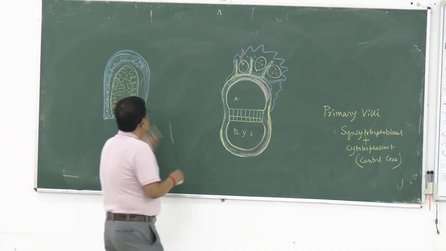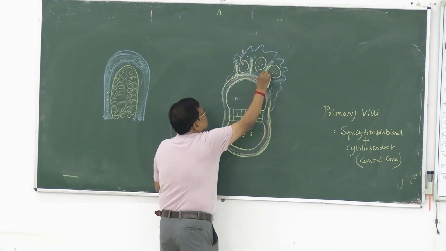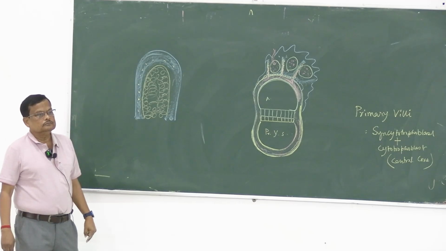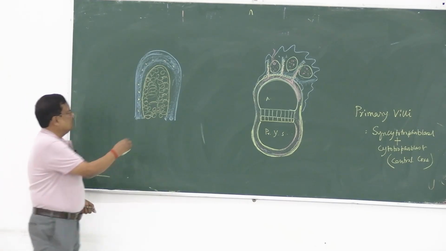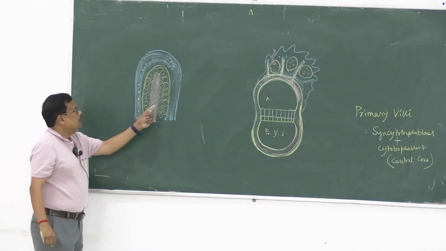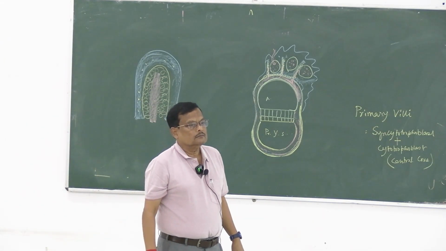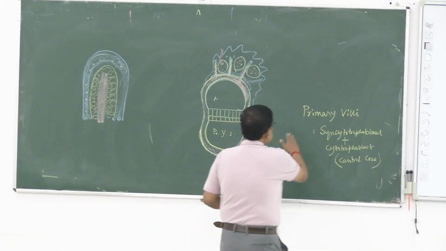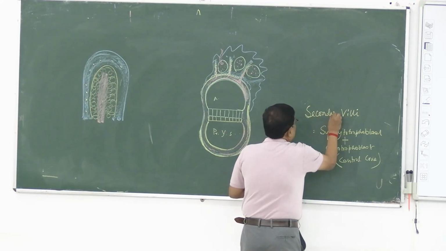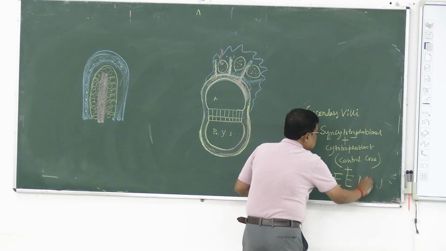Now, within this cytotrophoblast, the extraembryonic mesoderm again extends and enters inside. So the extraembryonic mesoderm has entered the middle. So what has come to the center? Extraembryonic mesoderm, cytotrophoblast, syncytotrophoblast. We call it secondary villi. So secondary villi is equal to syncytotrophoblast, cytotrophoblast plus extraembryonic mesoderm.